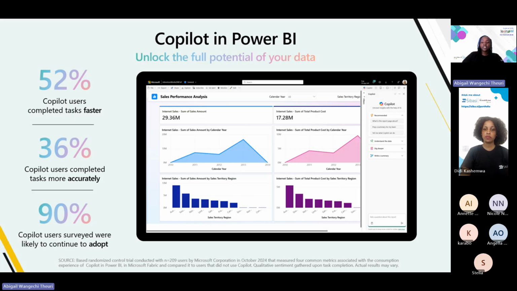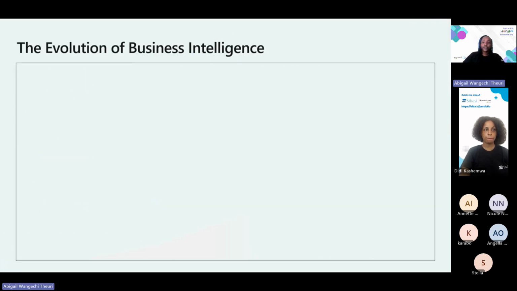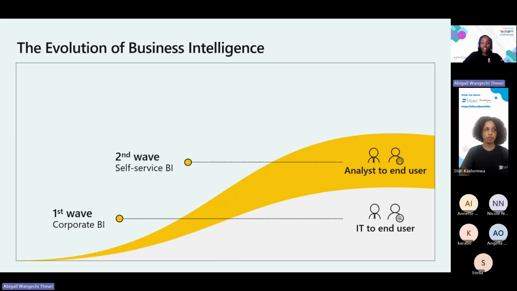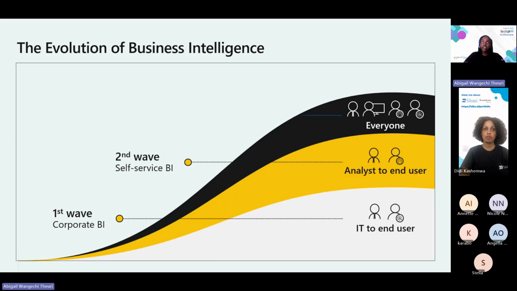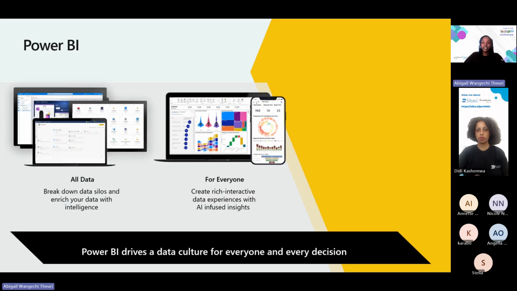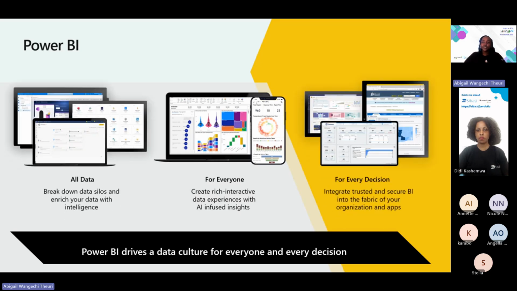This also reflects how business intelligence itself has evolved over time, because we moved from corporate BI handled by IT to self-service BI for analysts, to a third wave where everyone in the organization can work with data. You can see that Power BI plays a central role in enabling that. Power BI helps us break down data silos and embeds intelligence directly into everyday decisions. It's about making insights available where work actually happens and not locked away in reports.